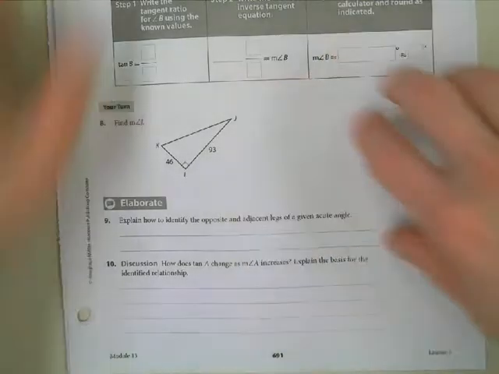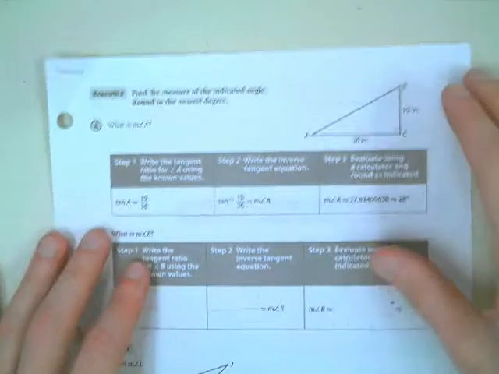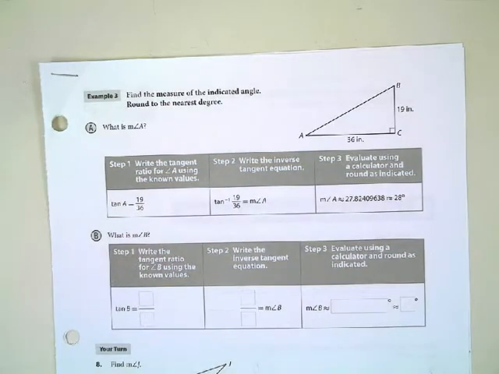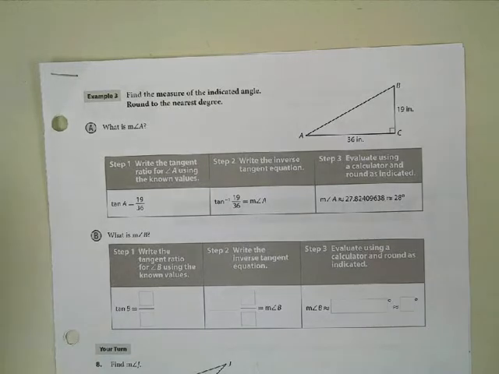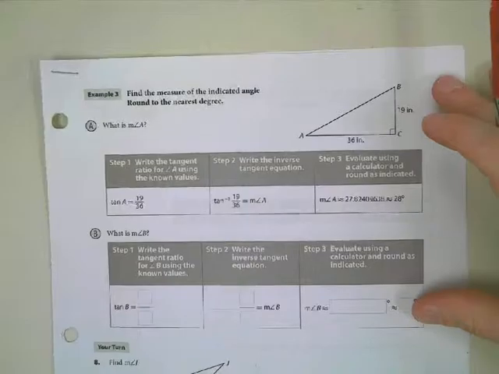So today we're going to be looking at solving for angles in a right triangle. This is the first time we've been able to do that, right? Up to this point, all we've been solving for are sides. But we can also, using trig ratios, sine, cosine, and tangent, solve for angles.